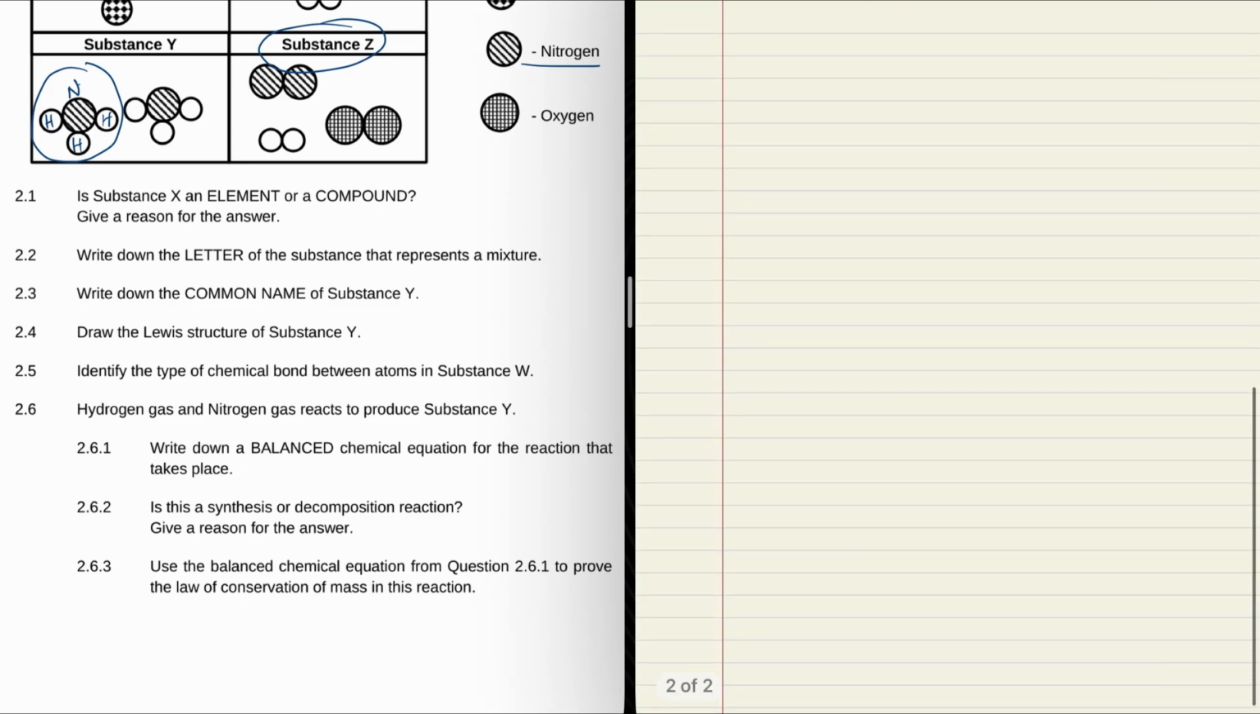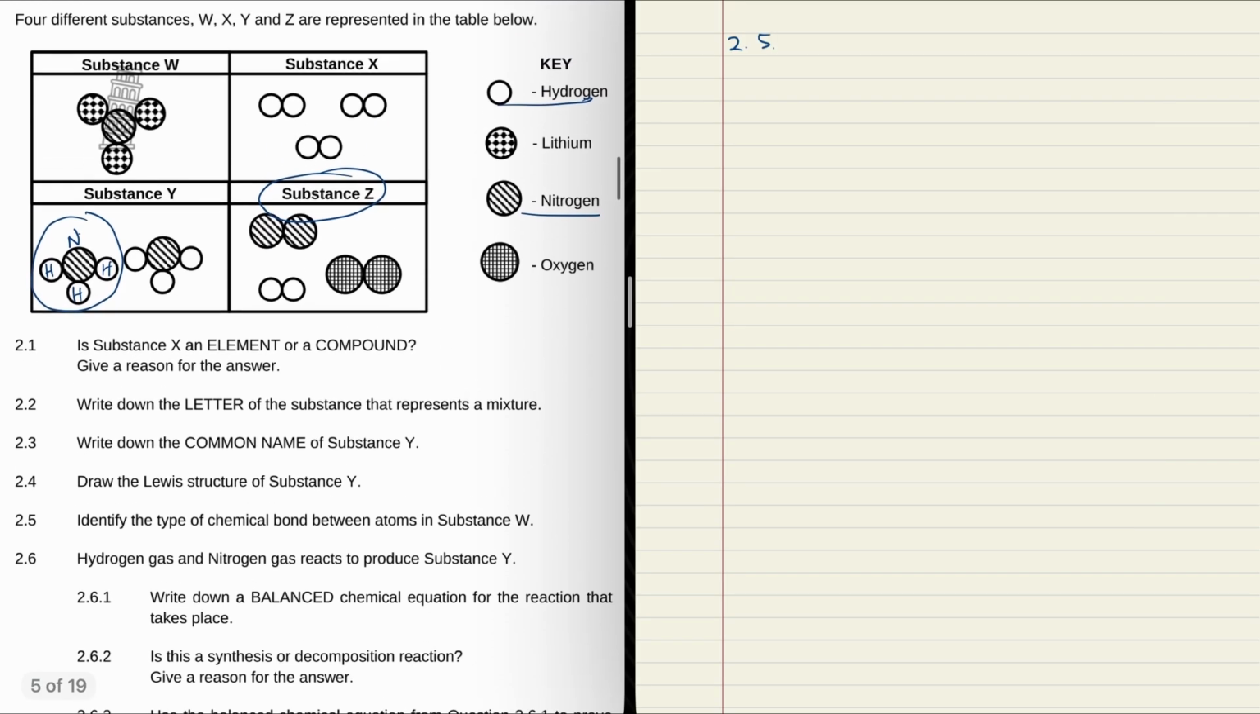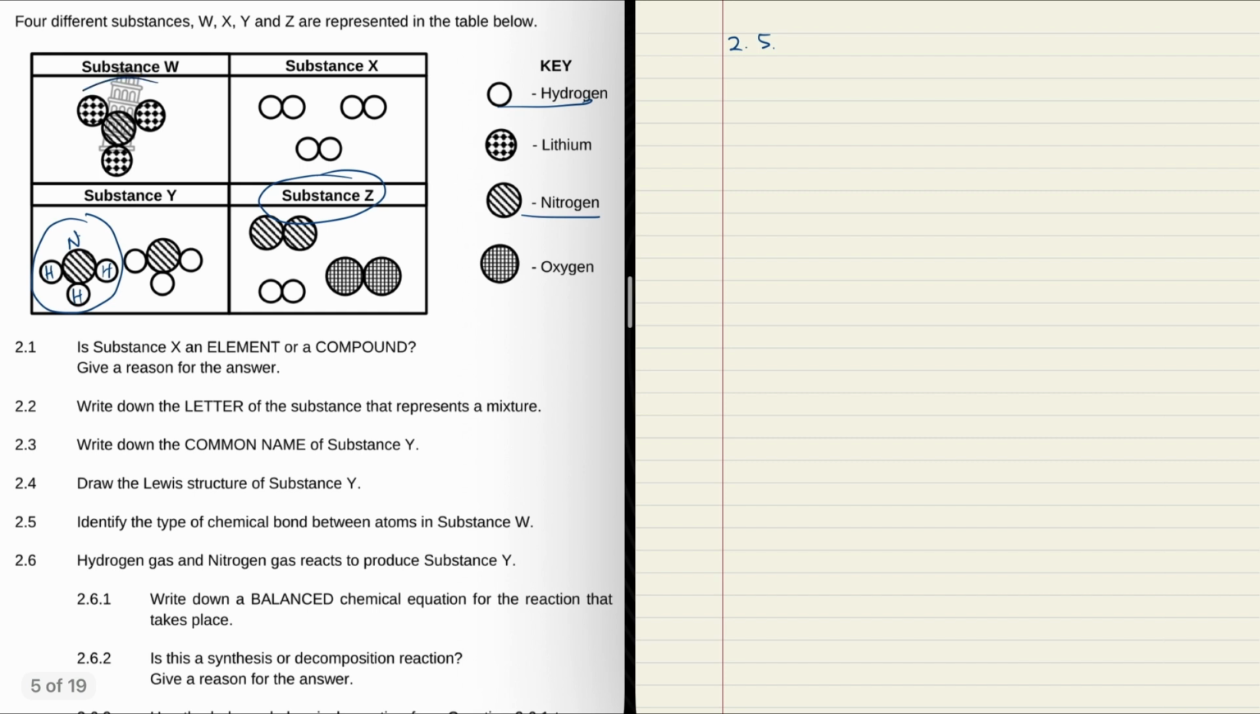Moving on now to question 2.5. Identify the type of chemical bond between the atoms in substance W. Now, W is this. Let's try and identify what it is. So W, this is lithium, so Li, Li, and Li, and oxygen, so this is O.